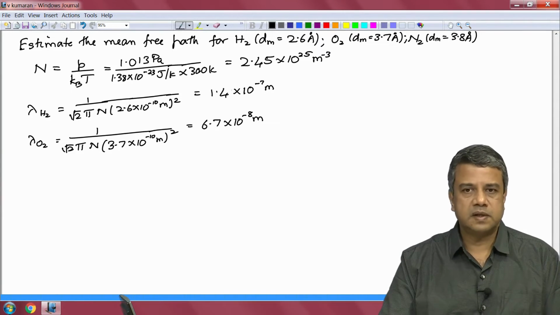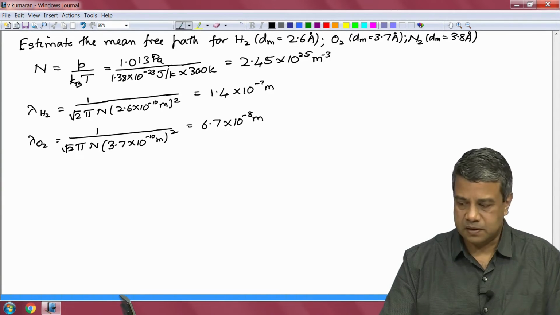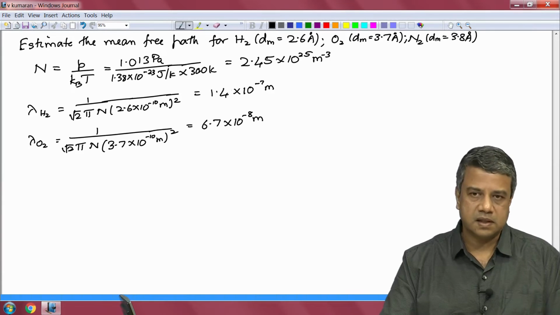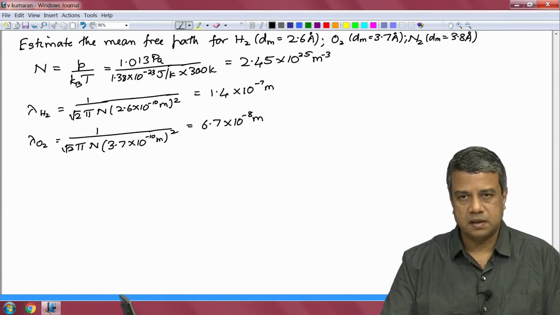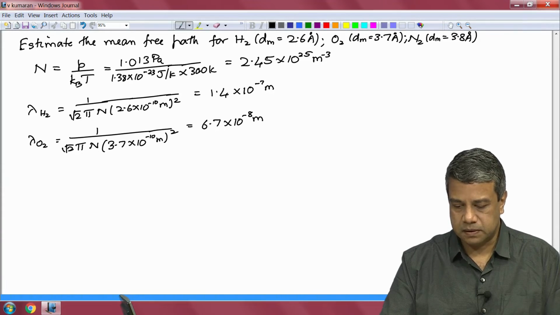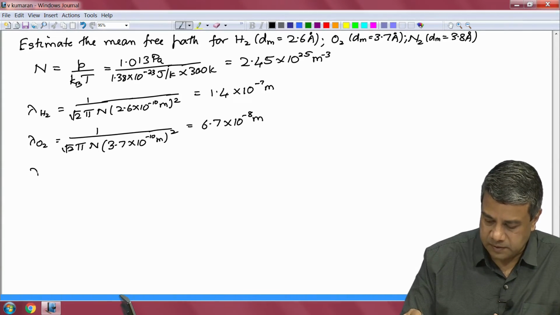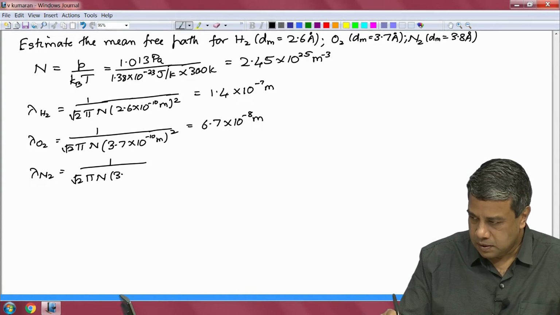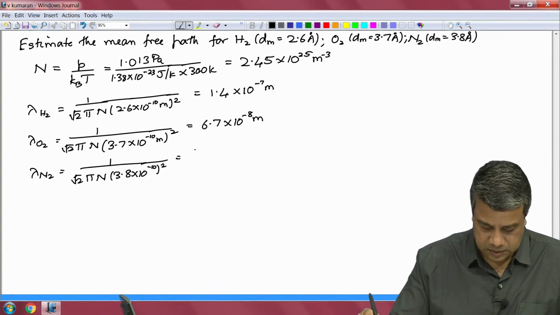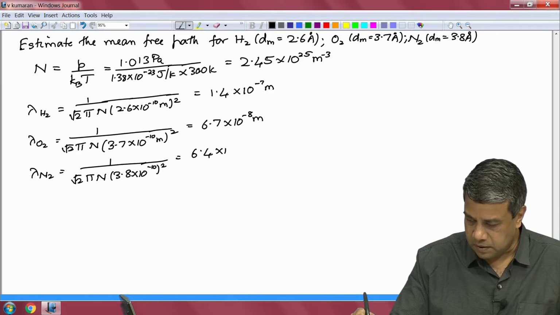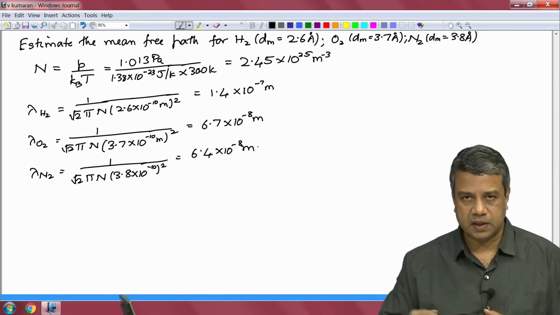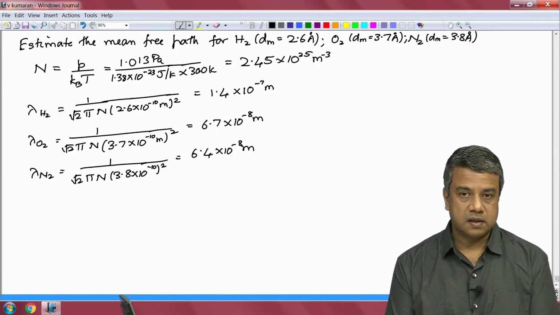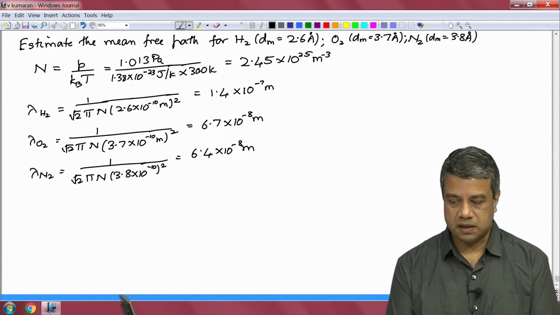This is also approximately 0.06 microns. It is a little less than 1/10 of a micron. That is the mean free path in oxygen. And the mean free path for nitrogen is equal to 1 by root 2 pi n into (3.8 into 10 power minus 10) whole square, which is equal to 6.4 into 10 power minus 8 meters. So, this is the molecular length scale, the microscopic length scale in gases.